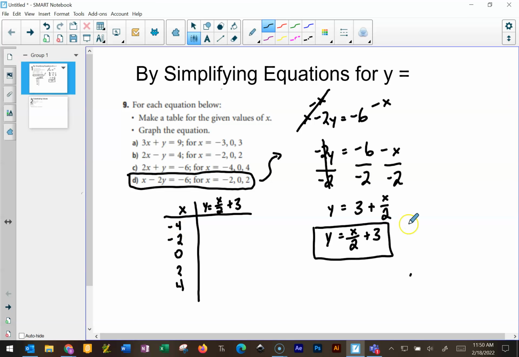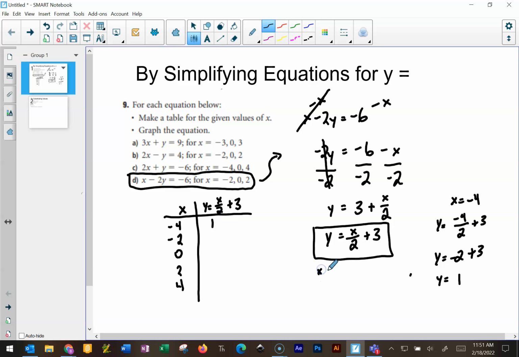So let's start with the first one. If x is equal to -4, the first one I picked on my table. Remember, you could have picked any values you wanted. I just picked -4 because it was convenient. For x equals -4, we just need to substitute it in. Y equals -4 divided by 2 plus 3. So now that's an easy expression to solve. Y equals -4 divided by 2 is going to be a -2 plus a +3. So y is going to equal a +1. So that wasn't so bad once we substituted a -4 in there.